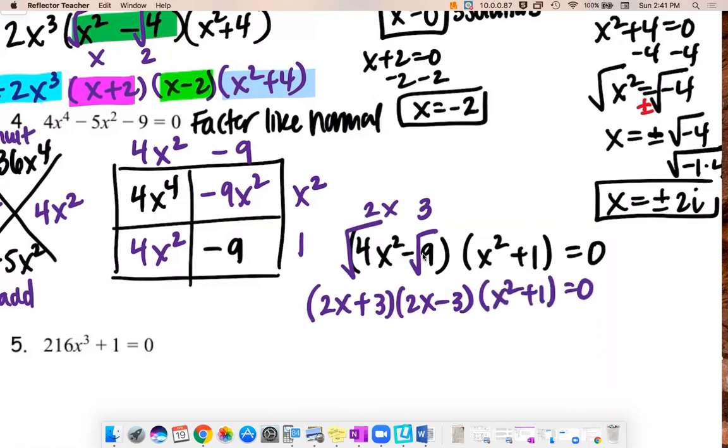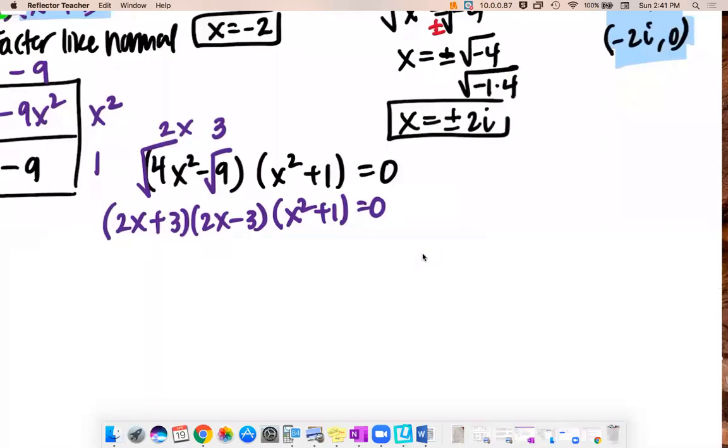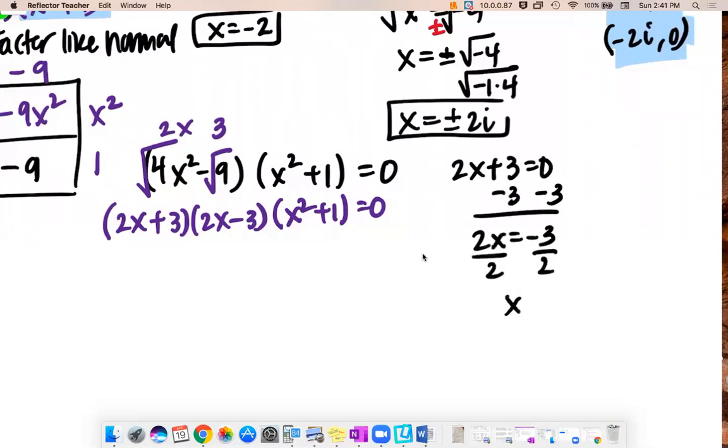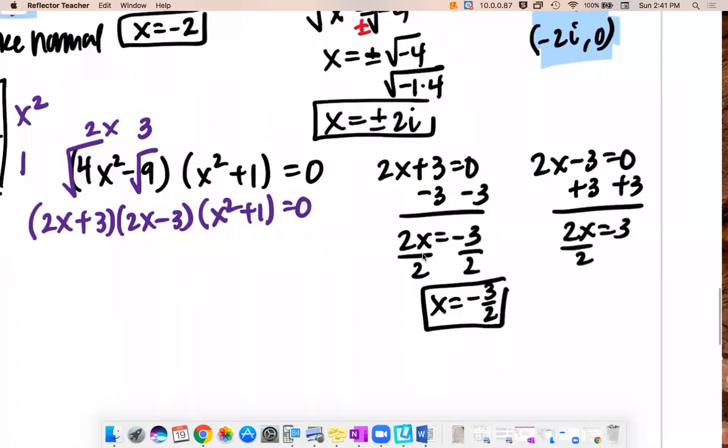Okay, so now we've gotten this down to a point where we can solve. So we're just going to set each of these equal to 0 and solve. So I'm going to take the 2x plus 3, set it equal to 0. So first step is to subtract 3. So you've got 2x equals negative 3. Divide by 2. So x equals negative 3/2 is one solution. Then I'm going to take the 2x minus 3, which should be really similar, but we add 3 here first. Then we divide by 2. So x equals 3/2 is the other one.